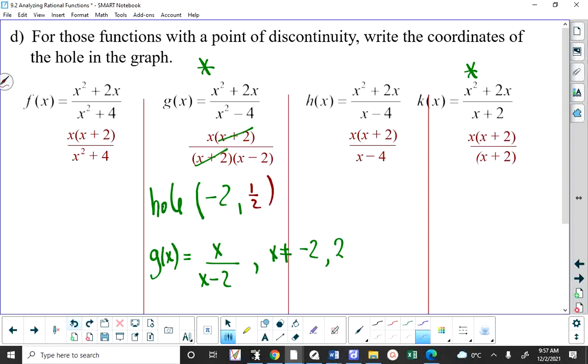Okay. Over here, we're going to do the same thing. The hole will be at (-2, -2), because these x plus 2's cancel, and if you put -2 into whatever remains, you're going to be left with -2. Any questions with D?